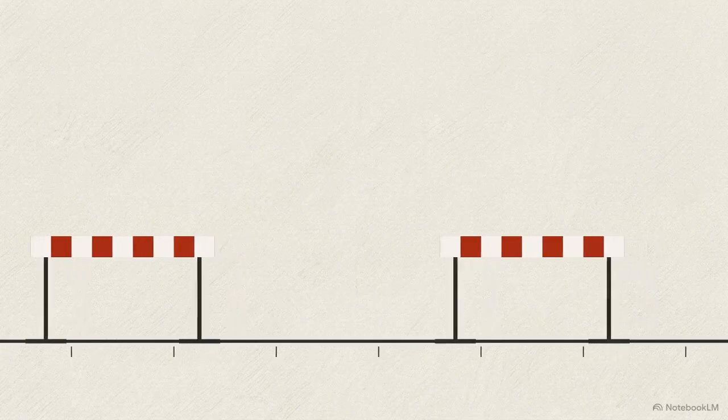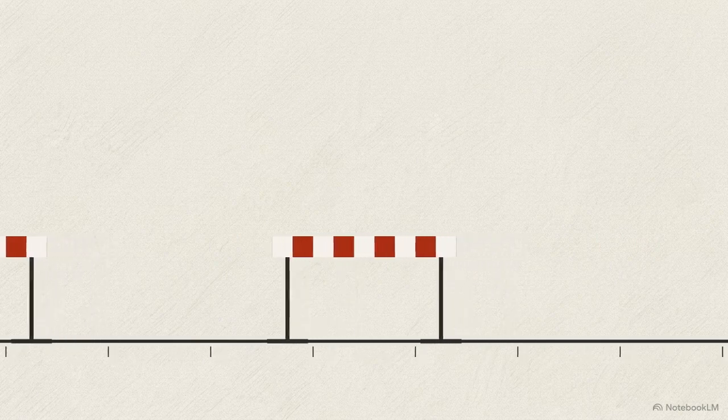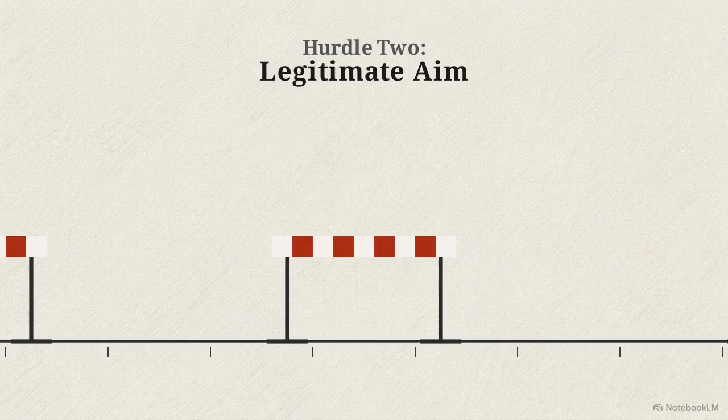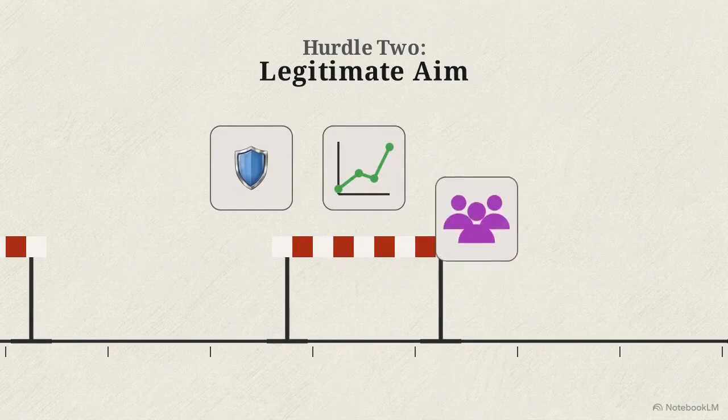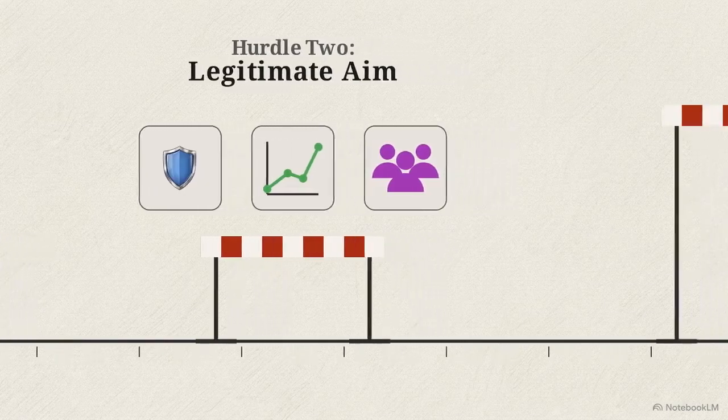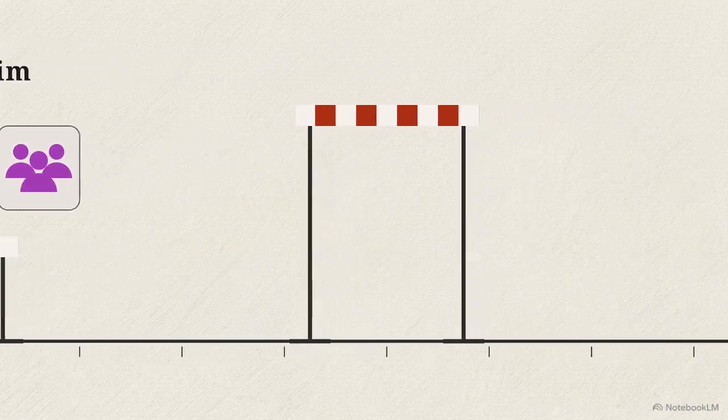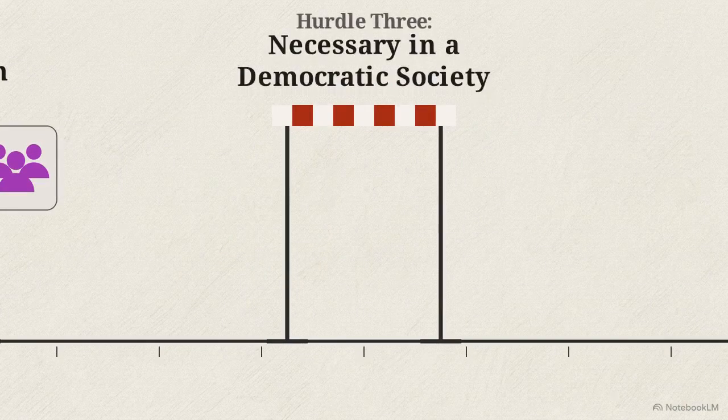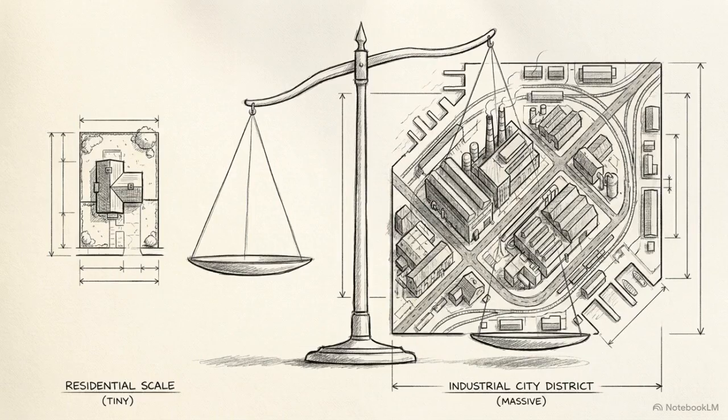If the state passes Hurdle 1, they move to Hurdle 2, establishing a legitimate aim. The Convention lists specific permissible aims, such as national security, economic well-being, or protecting the rights of others. Hurdle 3 is the most difficult. The action must be necessary in a democratic society. This requires the court to check proportionality. Does the action go further than necessary?